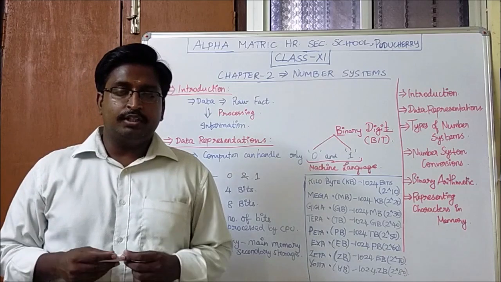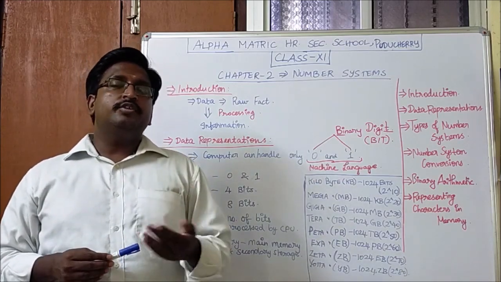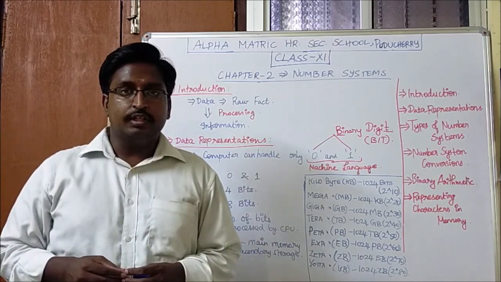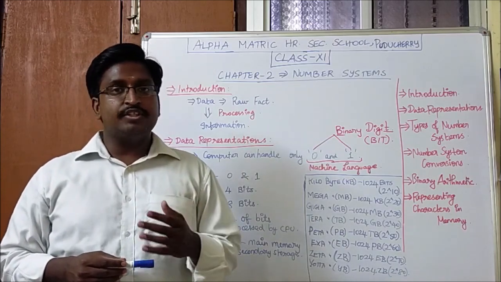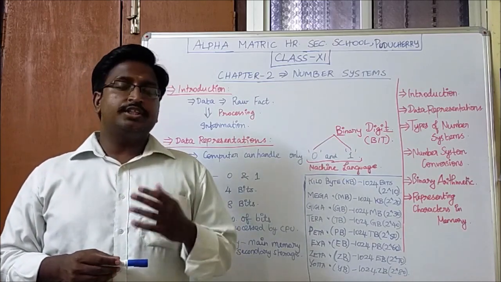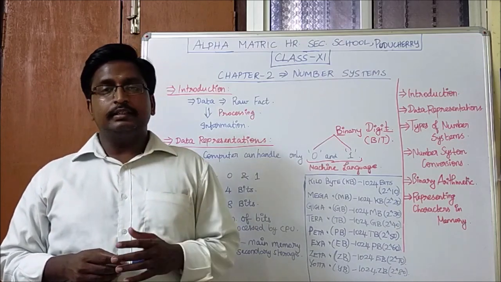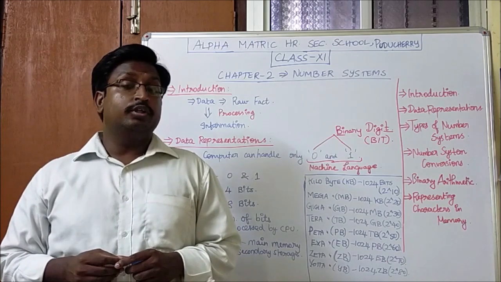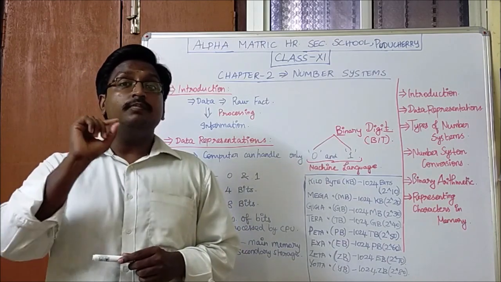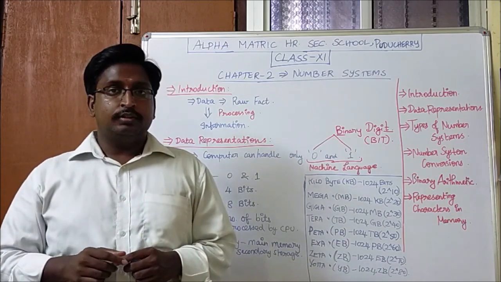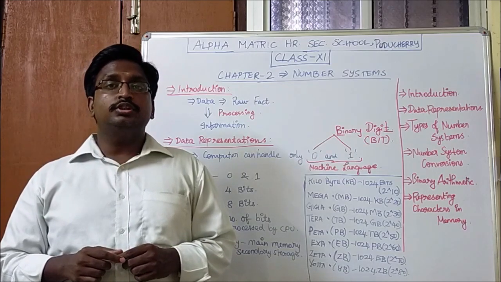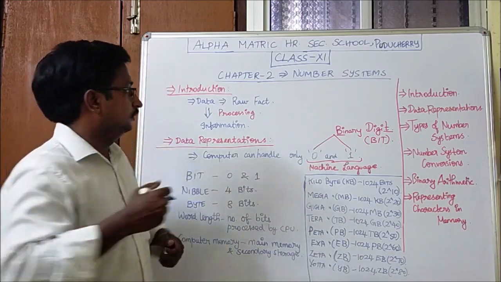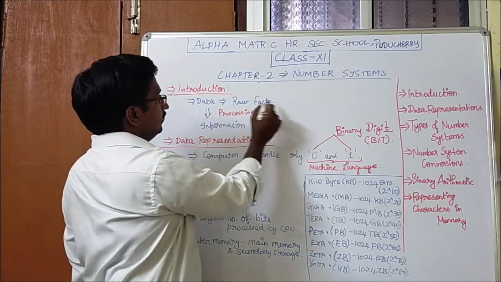First, we will start with the introduction, where we will be studying the definition of data. In chapter 1 itself, we studied the definition of data. So what is the definition of data? Data is a collection of unprocessed raw facts, mainly used for communication, interpretation and processing. So data is a raw fact.